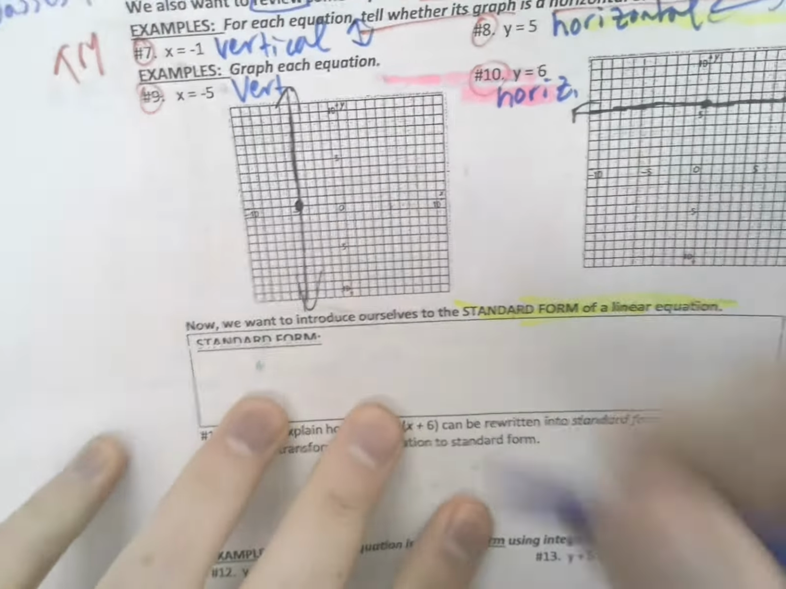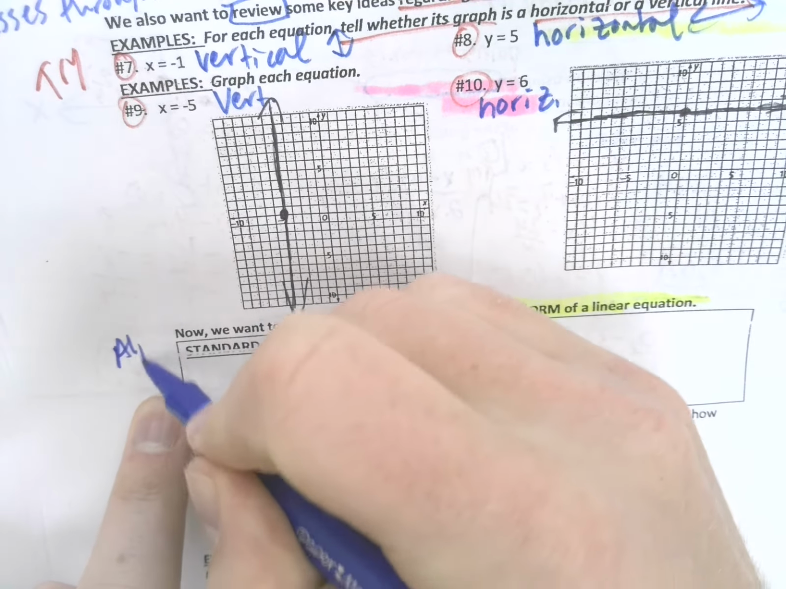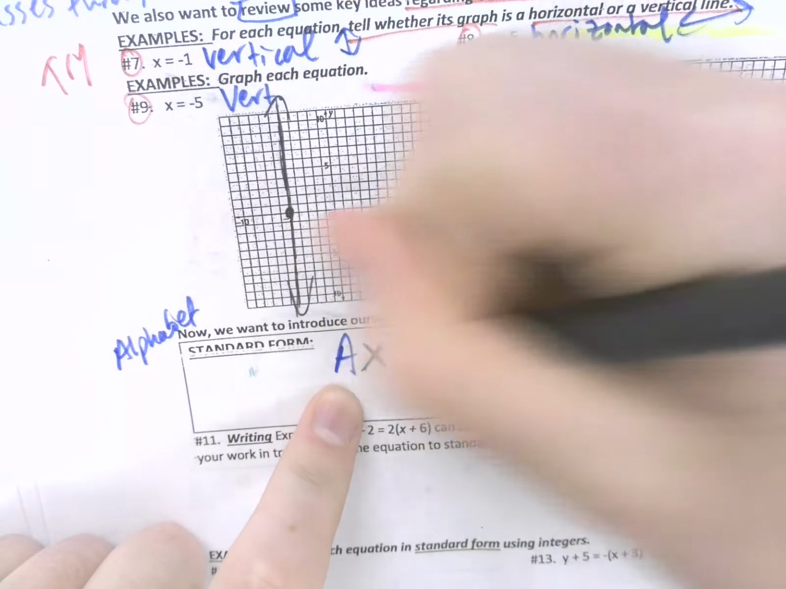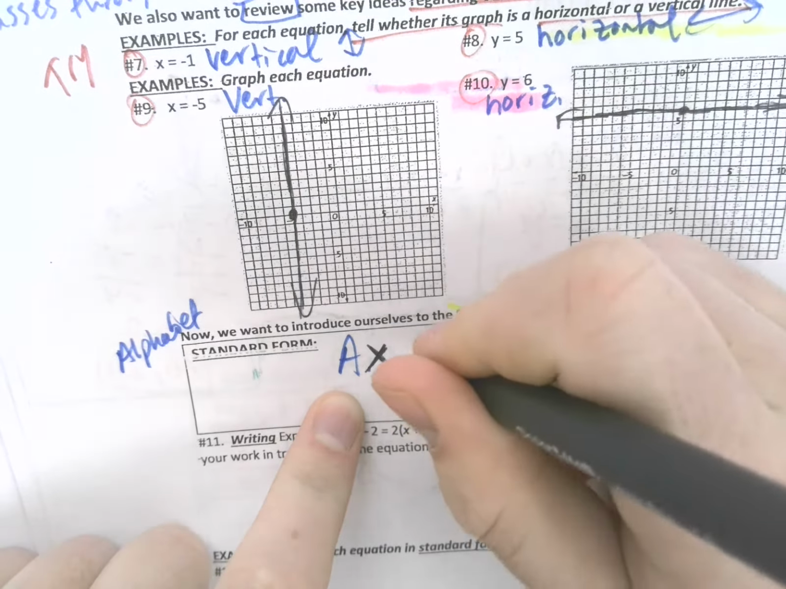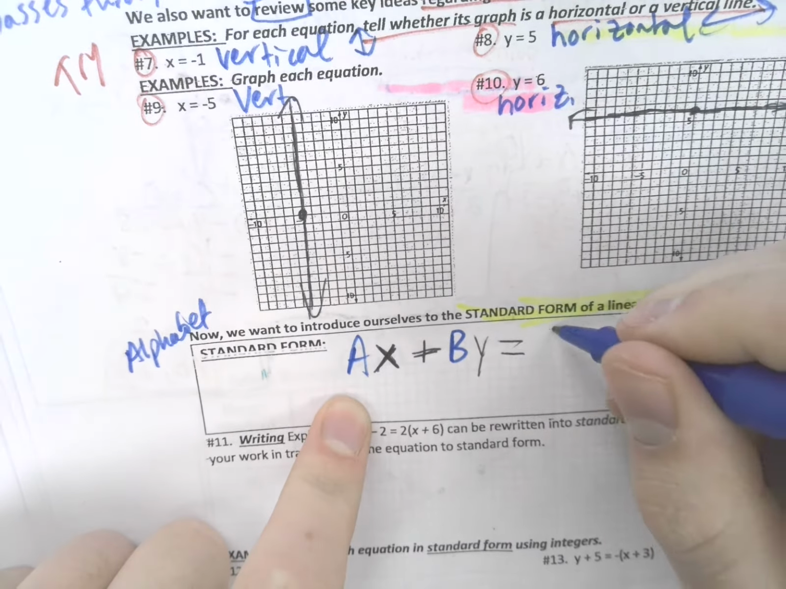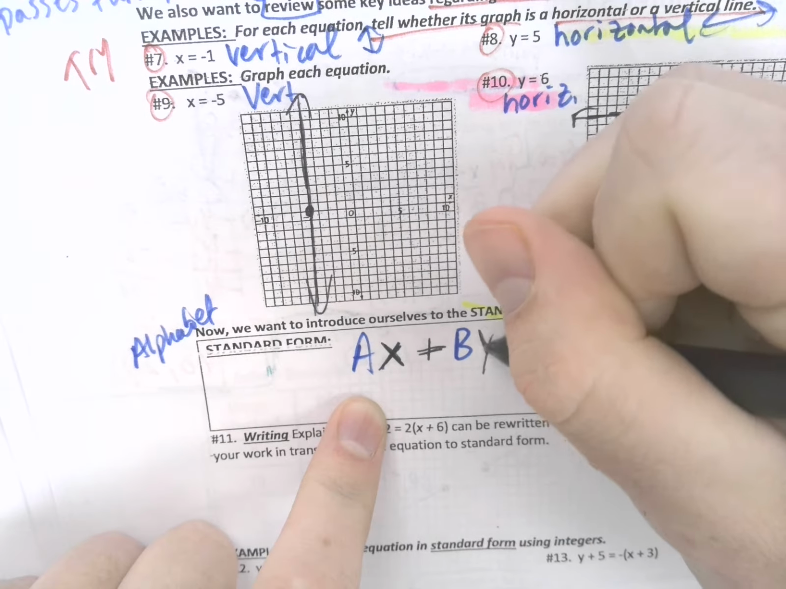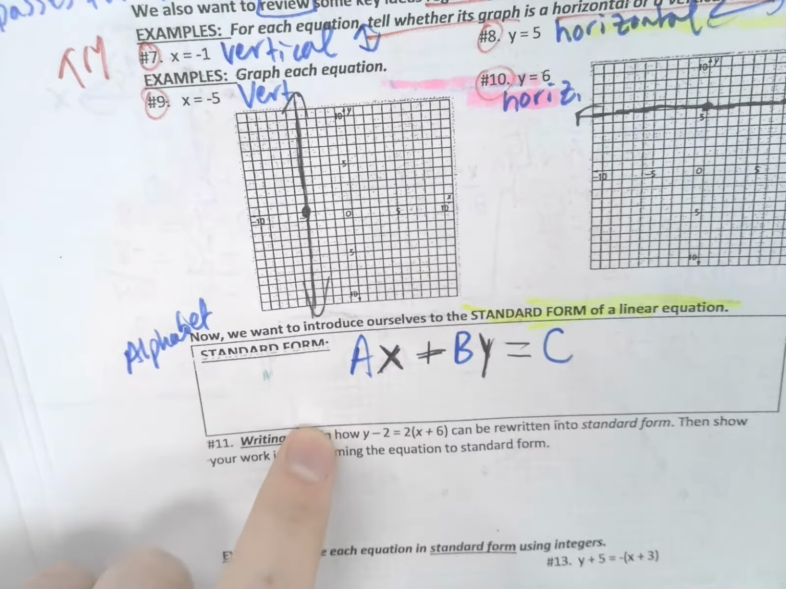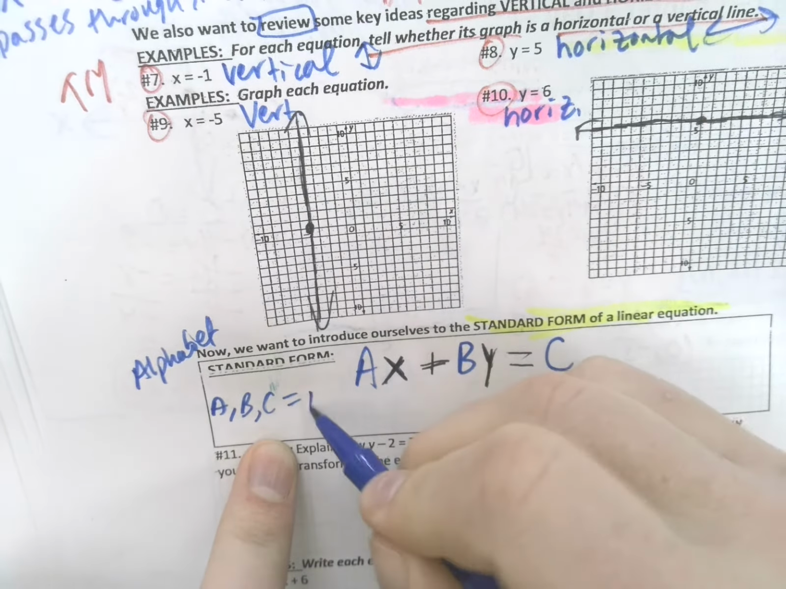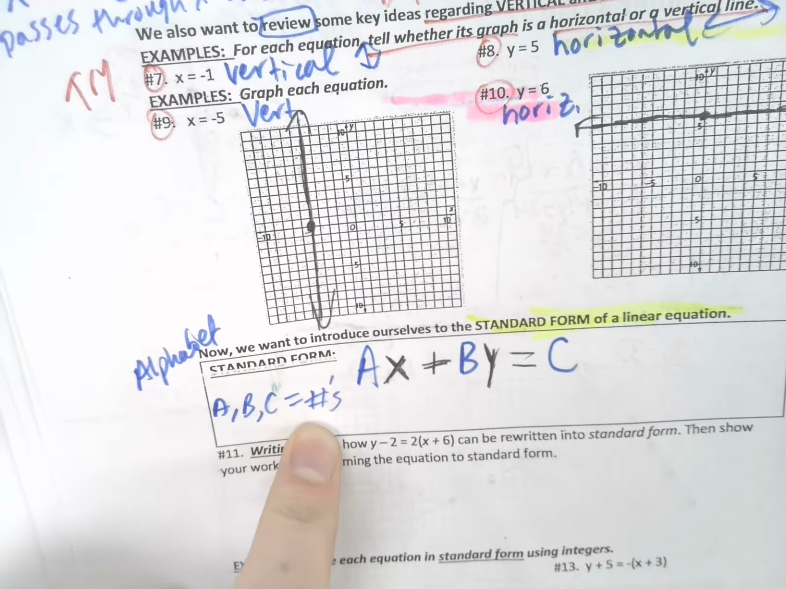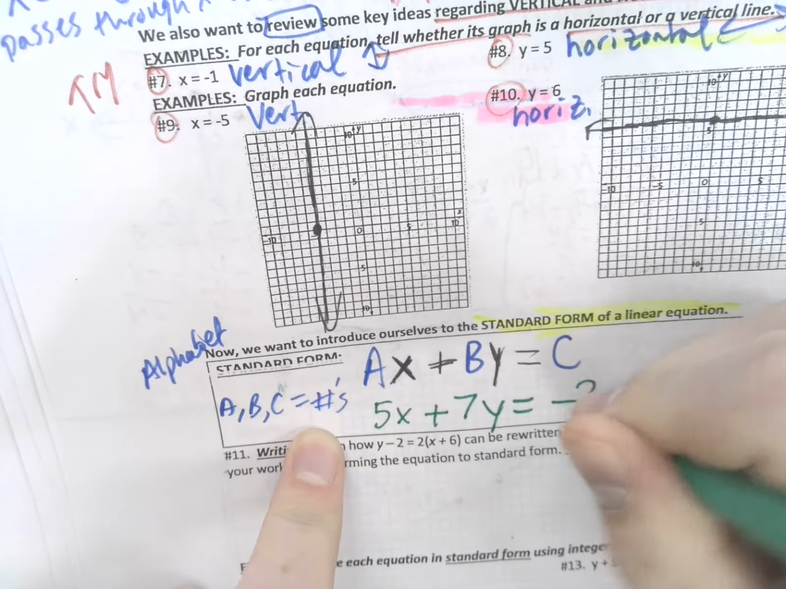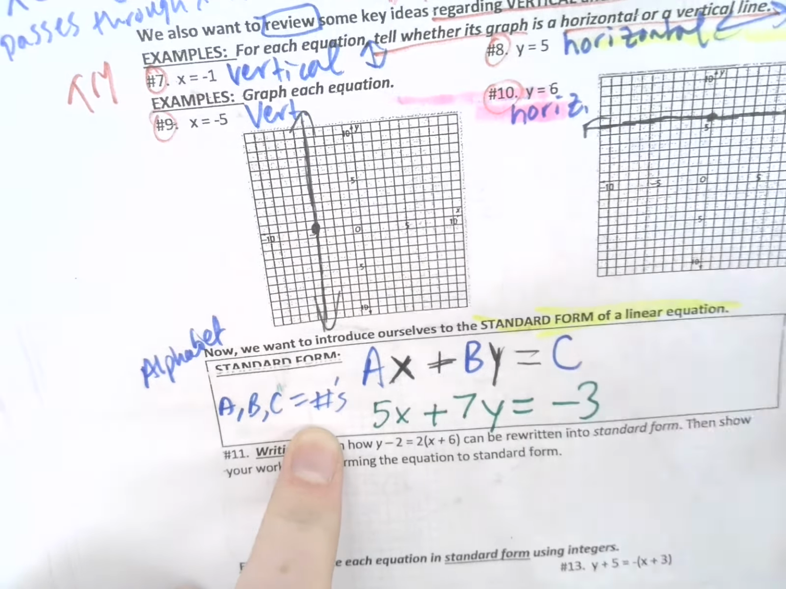So standard form, I like to call it the alphabet. It kind of reminds me of the alphabet a little bit, which is what helps me remember it. Ax, let me do it this way. Ax plus By equals C. Now you're going to notice I did the letters A, B, C in blue. And that's because in this form, A, B, and C, these are all numbers, guys. These are all numbers. So for example, 5x plus 7y equals -3. A, B, C.